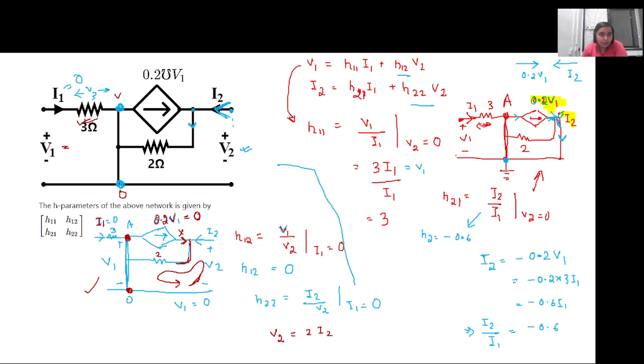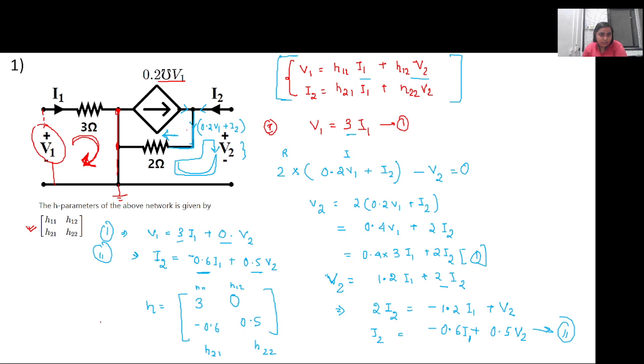So whatever the current I2 is flowing will flow through this 2 ohm resistance. So whatever voltage drop we are getting is because of this 2 ohm resistance. So V2 will be equal to 2I2. Right? So we need the ratio between I2 by V2. So I2 by V2 will be equal to half. So H22 will be equal to 0.5. So we get the hybrid parameters matrix as H11 is 3, H21 is equal to minus 0.6, H12 is equal to 0, and H22 equal to 0.5, which is exactly what we have calculated earlier, right?